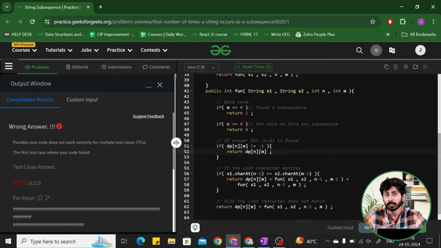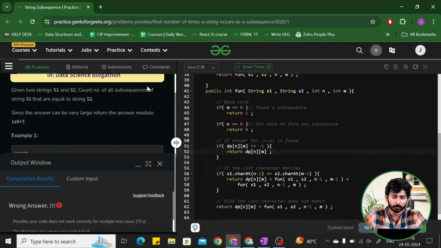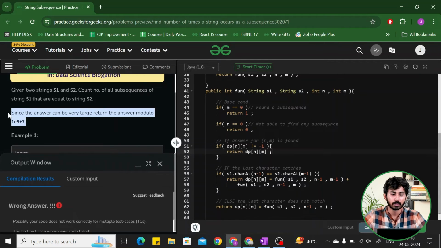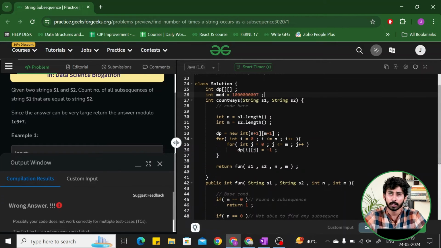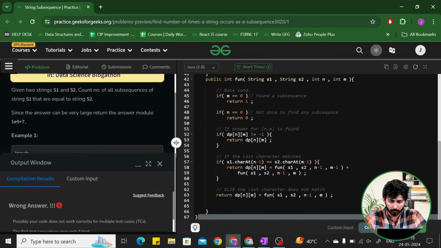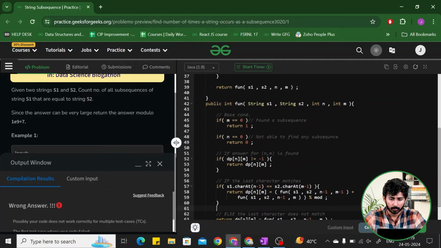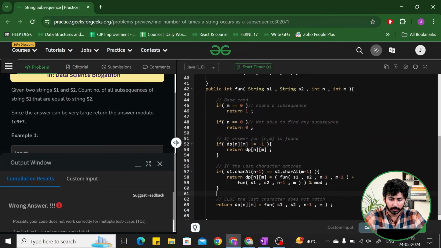And now try to think about the time complexity over here. Okay, fine. We are getting a wrong answer. So what did we miss over here? We missed the last point, that is, since the answer can be very large, return modulo 10 to the power 9 plus 7. So let's make that change over here. So integer mod equals 10 to the power 9 plus 7. So I'll apply mod over here. Whenever I do the addition, I'll apply the mod on the result. So I'll say modulo mod. Okay. And yeah, anywhere else? No. So now let's try to submit it.